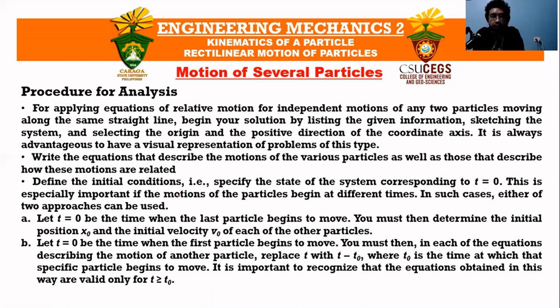So we have the first one. We let t equal to 0 be the time when the last particle begins to move. You must then determine the initial position x0 and the initial velocity v0 of each of the other particles. And for the second approach, let t equal to 0 be the time when the first particle begins to move, and you must then, in each of the equations describing the motion of another particle, replace t with t minus t0, where t0 is the time at which that specific particle begins to move.